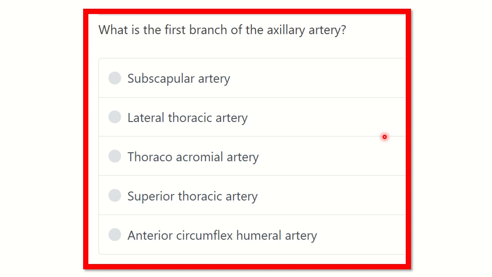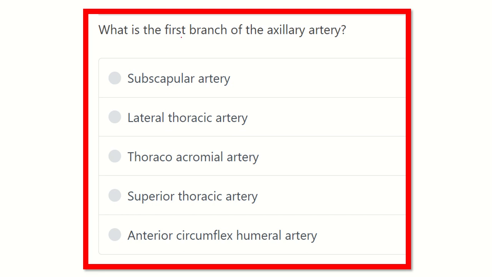Today we are going to discuss another question which is very important for the MRCS exam, and it is one of the direct questions, and it is very easy to pick up a number here. So first of all, read the question very carefully. What is the first branch of the axillary artery? Here are the options.